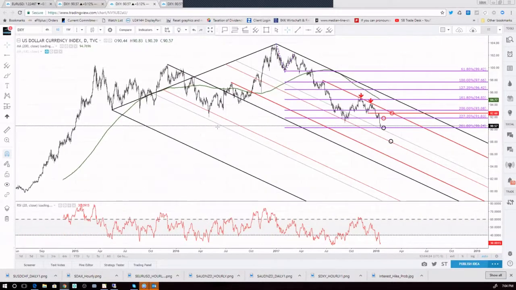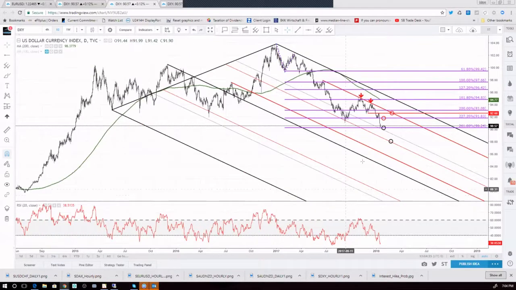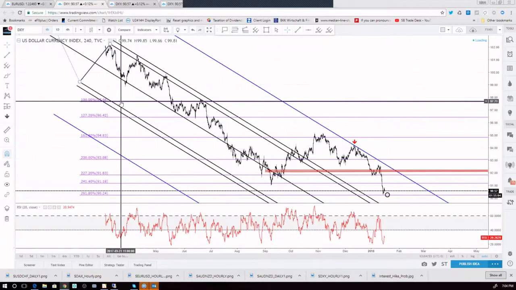So this is a daily. We actually haven't really touched this 261.8 extension at 90.24, but even then I'm still looking lower. And this sliding parallel, which was support here and here, could probably be touched again. So let's look at a 4-hour chart.